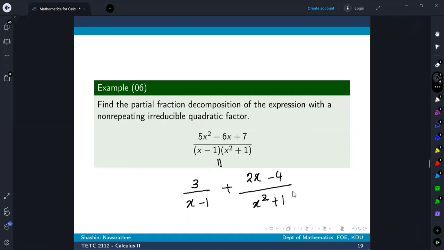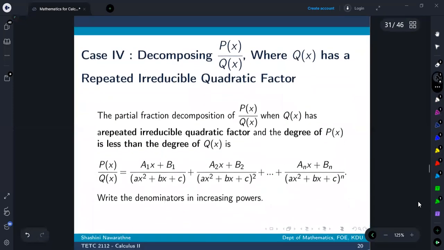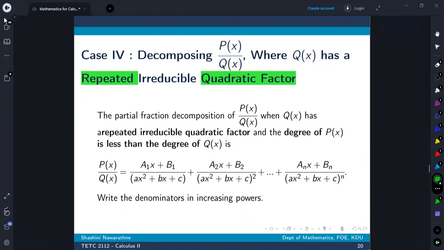Okay, so let's move to the last case, case number 4. So here also we are going to consider a rational expression p(x) over q(x) form, and here this q(x) has quadratic factors, and the most important thing is that the quadratic factors are repeated. In case 2, we considered linear factors that were repeating, and here we are considering quadratic factors that are repeating. So let's see how to write the expression.